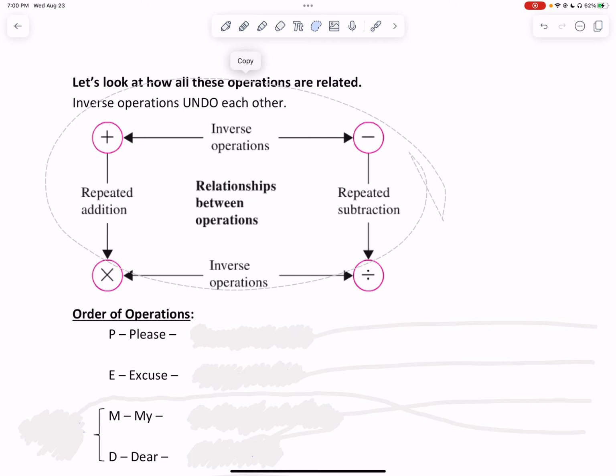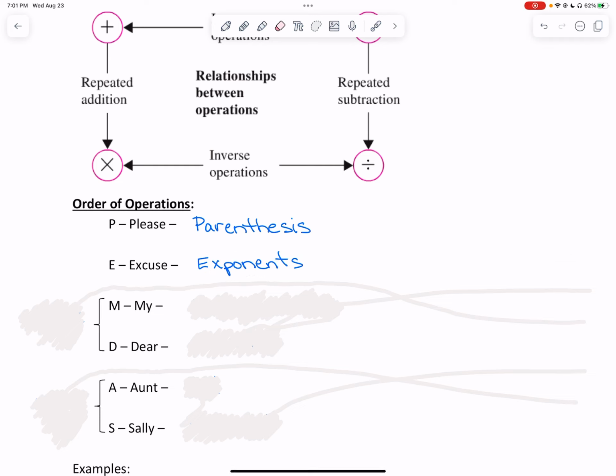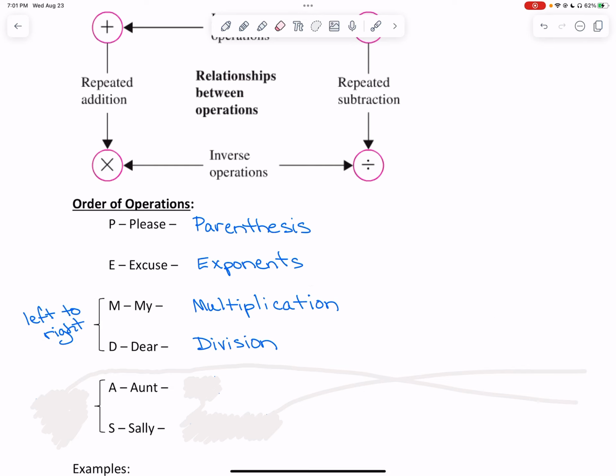Okay, so now that we've learned all those, of course, we're going to put them all together. You've probably heard of Please Excuse My Dear Aunt Sally, or you might have heard it as PEMDAS. We hear it different ways. So please stands for your parentheses, so you do whatever is in parentheses first. Then you do any exponents that you have. Then you do multiplication. Then you do division. But that multiplication and division is left to right.